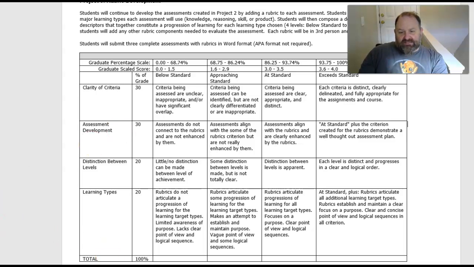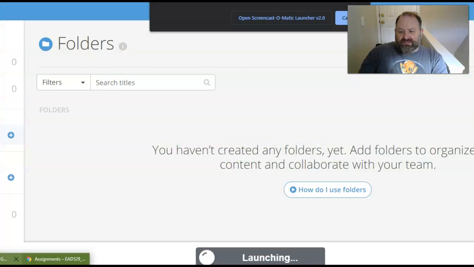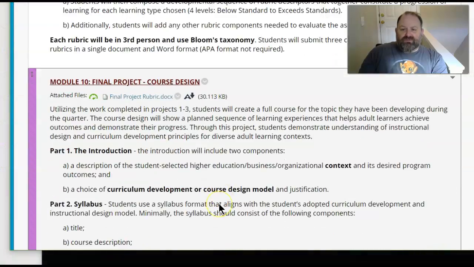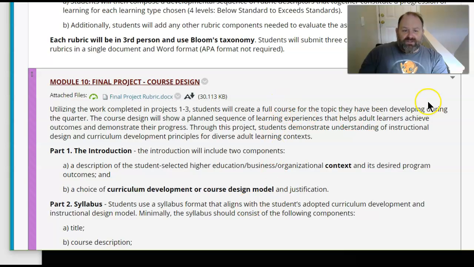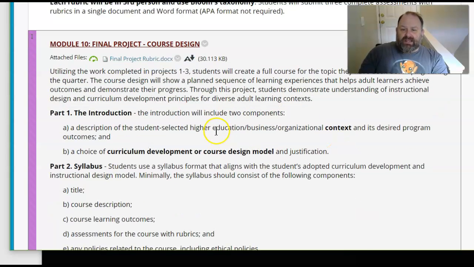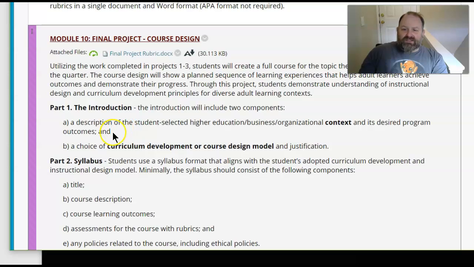Now, back to the assignment. Your final assignment is going to be a full course design, and you're going to create a full course for the topic that you've been working on, and you're going to have an introduction that is going to describe the student group that you're going to be looking at. Who are they? And what's the context? What are the outcomes desired by that program?